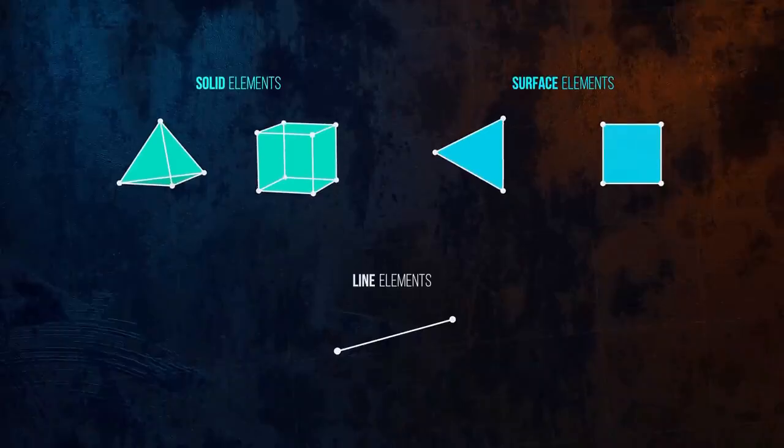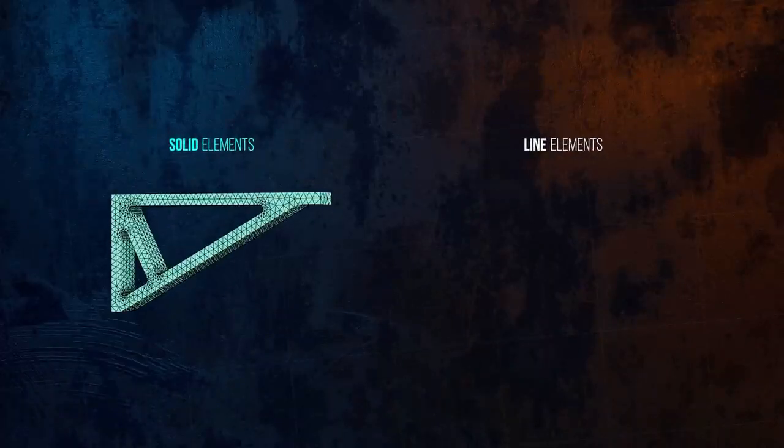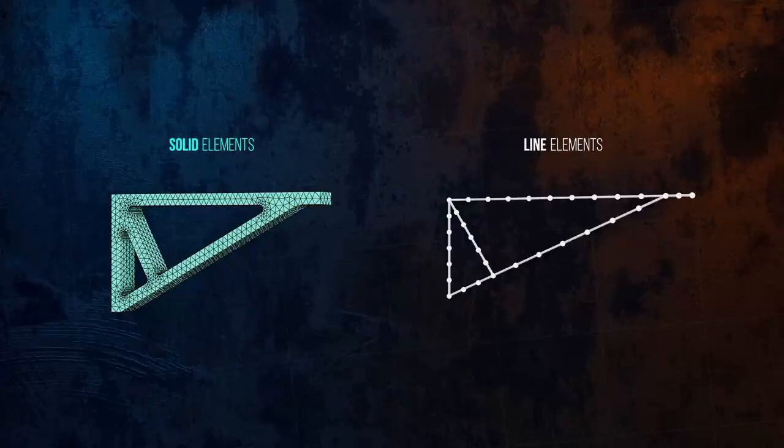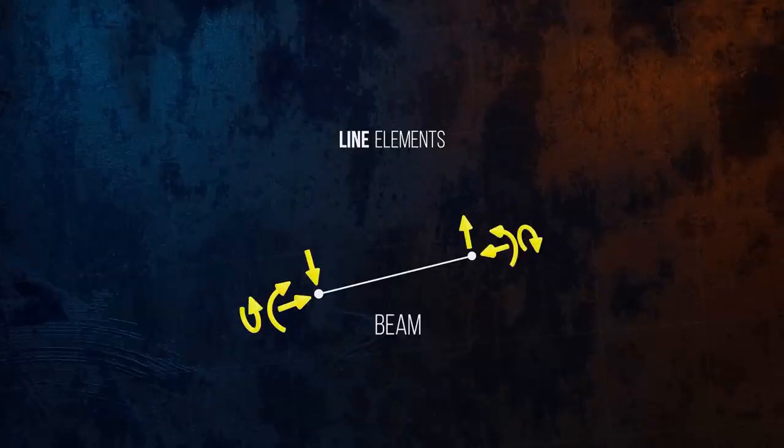Choosing the right element for your model will depend on the specific scenario being analyzed, and requires some expertise. In the case of our bracket, we could have used solid elements, or even line elements, depending on how much we wanted to simplify the problem. Even for elements of the same shape, there are hundreds of different types to choose from that each have different formulations and introduce different levels of approximation. A line element can be a bar, for example, that only carries axial loads, or a beam that can carry axial, bending, shear, and torsional loads.